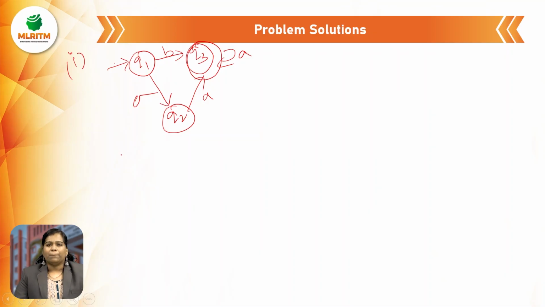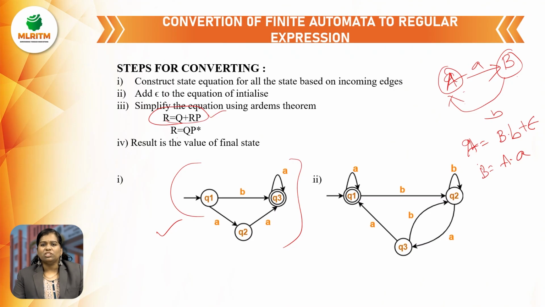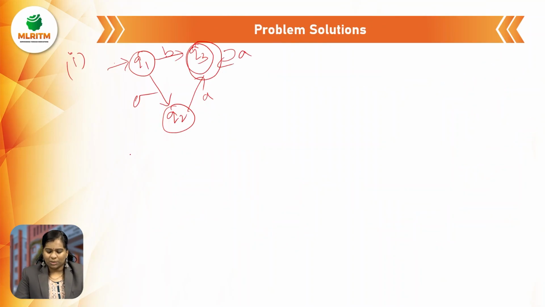Here the first step is construct the state equation for all the states based on incoming edges. Q1 is equal to epsilon, because Q1 does not contain any incoming edges. Why? In the second step, we need to add epsilon to the initial state. Next one, Q2.